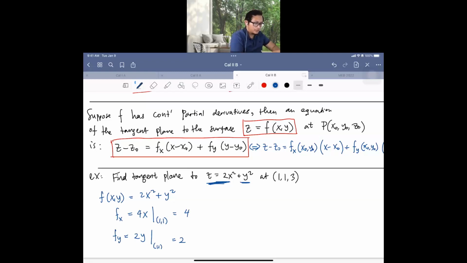So if we imagine this is x0, y0, and z0 for the point, what we can do is write down z minus 3 because it's z0, equal to 4 times x minus 1, plus 2 times y minus 1. So we can write z equals 4x plus 2y minus 2 minus 4, so it's minus 6 plus 3, which is minus 3.